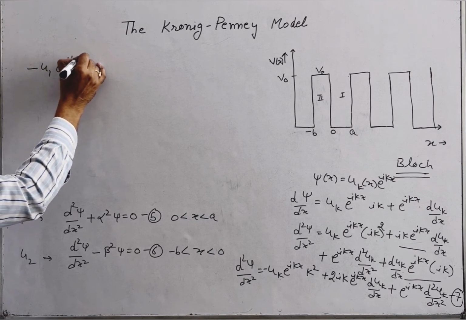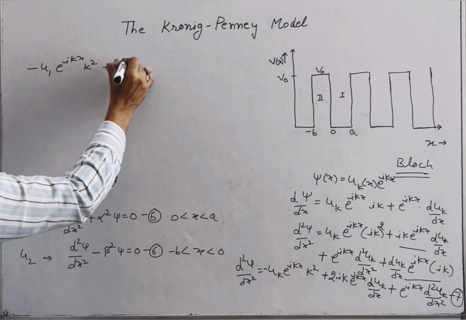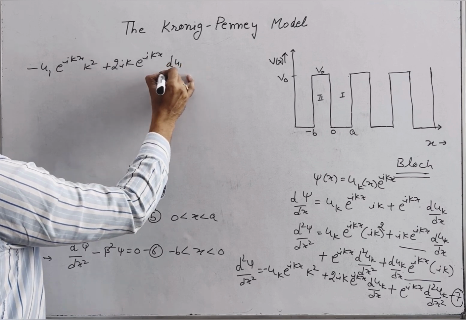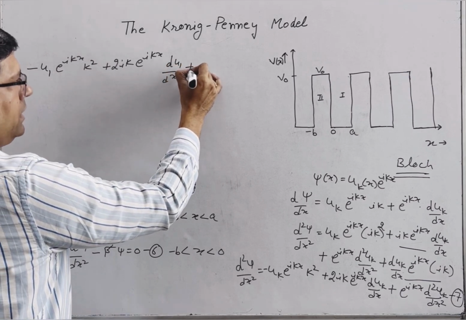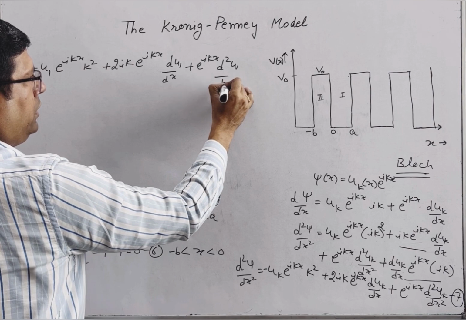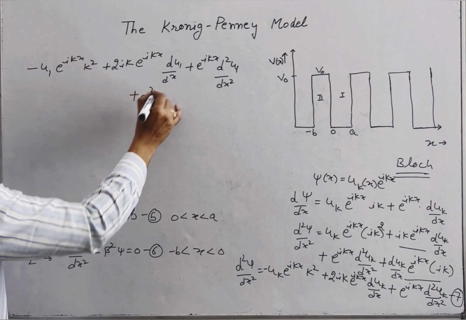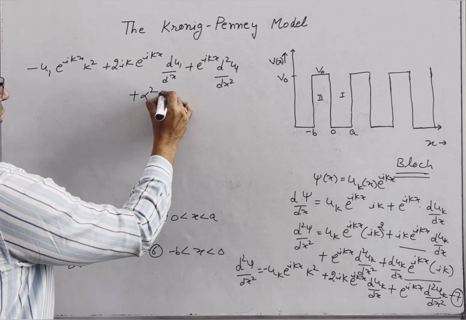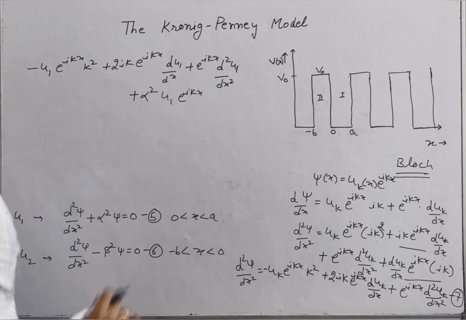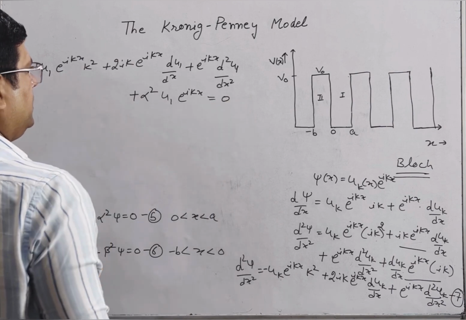So first of all, put equation number 7 in equation number 5. Then we have minus u1 e raised to power iota kx into k square, plus 2 iota k e raised to power iota kx du1 upon dx, plus e raised to power iota kx d2 u1 upon dx square, and plus alpha square psi, that is u1 into e raised to power iota kx.